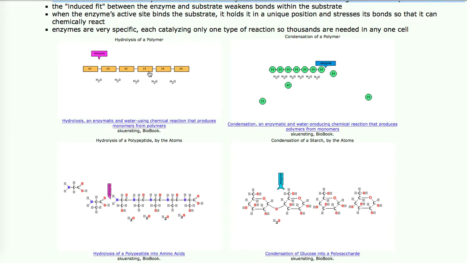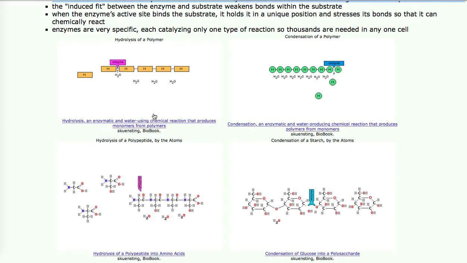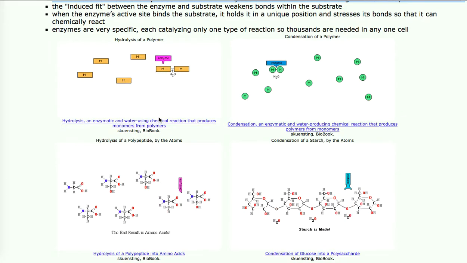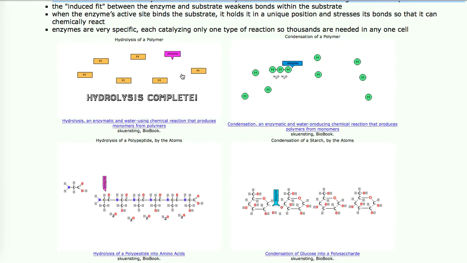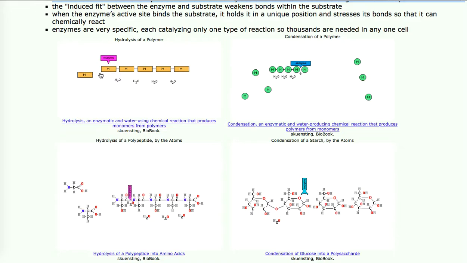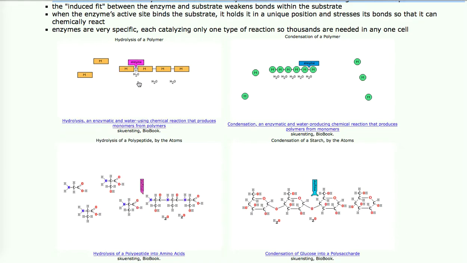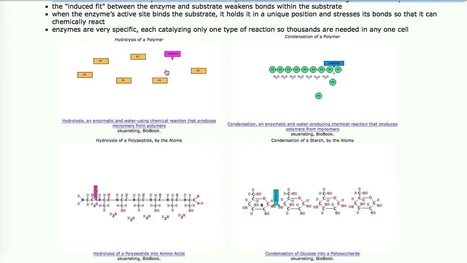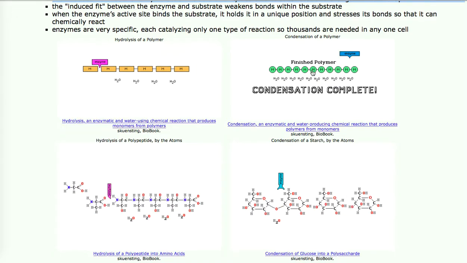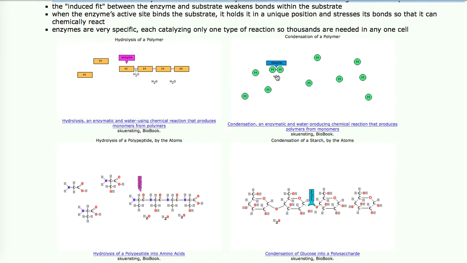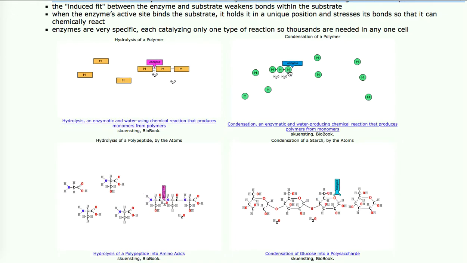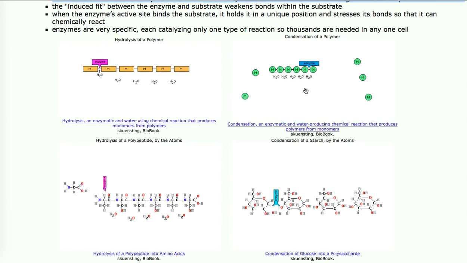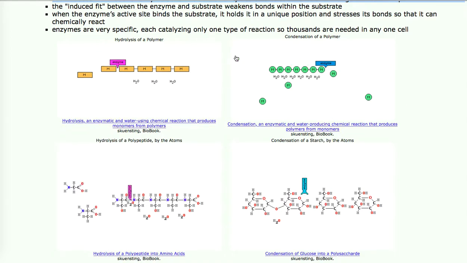So here what we have is hydrolysis. Hydrolysis is the action of an enzyme chopping a polymer into monomers. It basically gets in between the monomers and stresses the bonds so that the monomers break apart. Water is used to fill the orbitals of the broken apart monomers. Over here we have condensation, where an enzyme is bringing monomers close to each other and then bonds them together, and it spits out water as a product. These two reactions are opposites of each other.